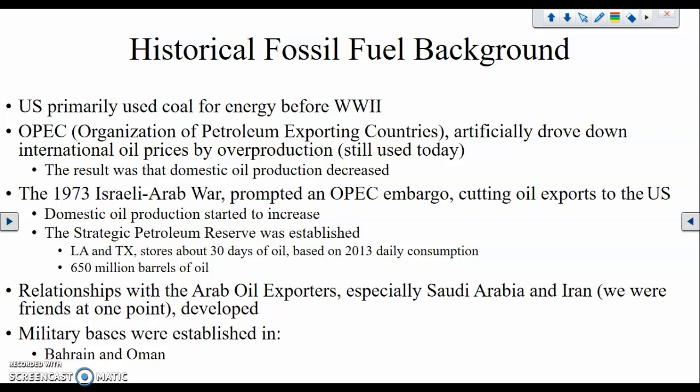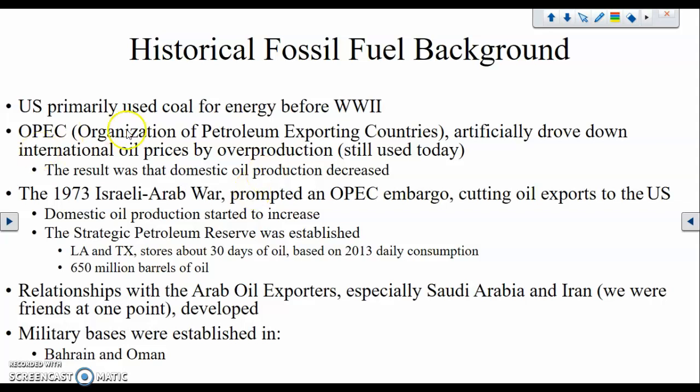We now actually export crude oil, as well as natural gas, to a lot of our neighboring countries, especially Mexico. Just to give you a clue, still though, Canada supplies most of our oil if we need to import any at this point.